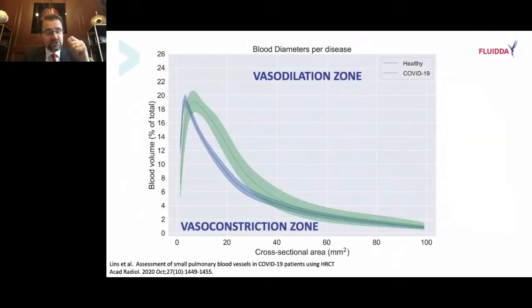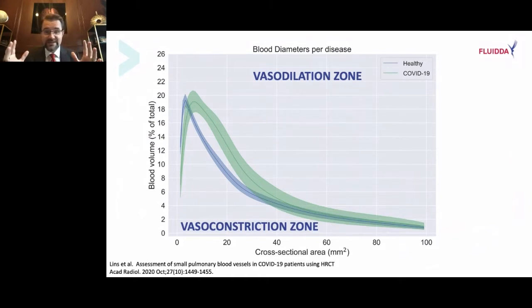So essentially what you're doing is you're assessing how the blood volume that is visible in the CT scan is distributed over the different sizes of the vessels. So here, if you look at the blue line, these are about 100 healthy volunteers. You can actually see that the standard deviation on that distribution is quite limited.